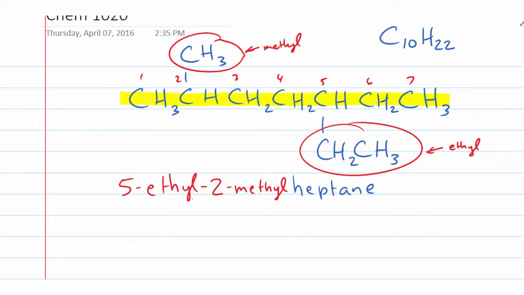Another thing you should do is just check your math. If you add up eth, meth, and hept, this would be 2 plus 1 plus 7. And so that should add up to be the 10 carbon atoms that we see up above. And so there's many checks you can do to make sure that what you're doing is correct.